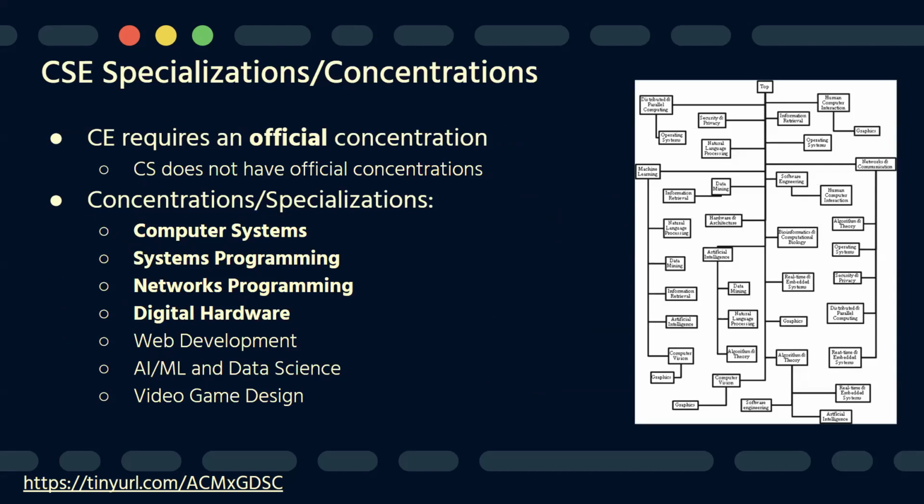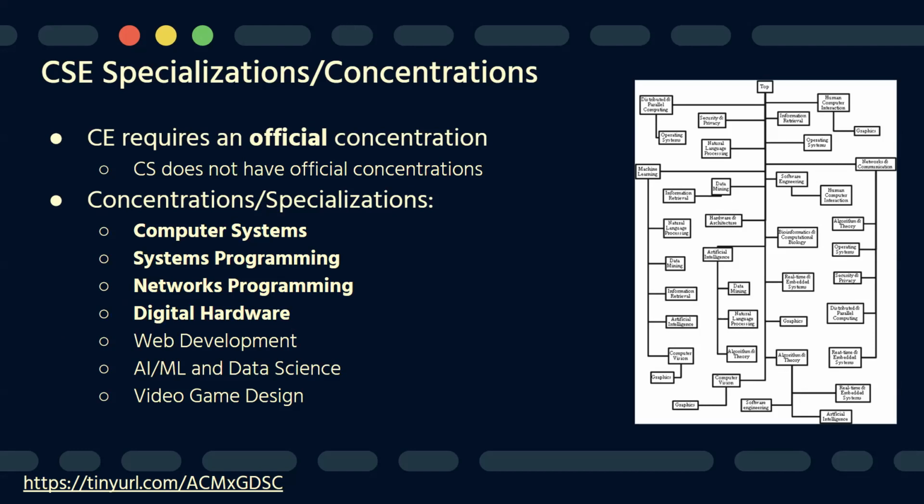As stated before, computer engineering requires you to have an official concentration. For computer engineering majors, you have to declare by your 6th quarter or your 7th quarter, sorry, here at UCSC, and select one of these 4 concentrations at the top. That's computer systems, systems programming, networks programming, and digital hardware. You'll have to choose that when you declare, but CS does not have official concentrations.